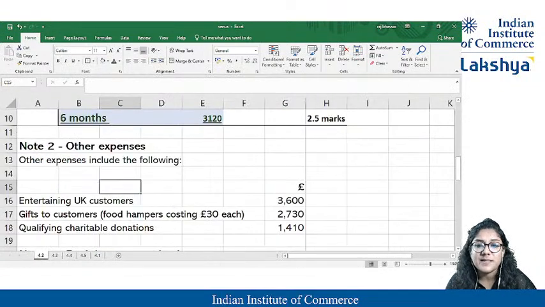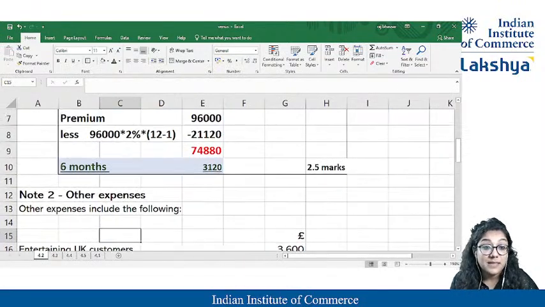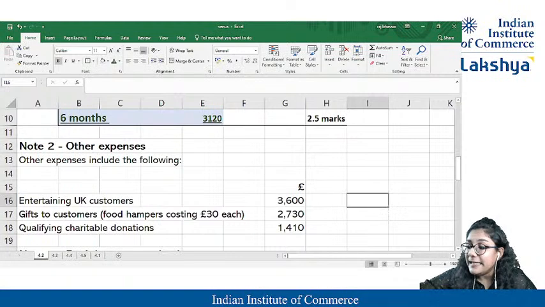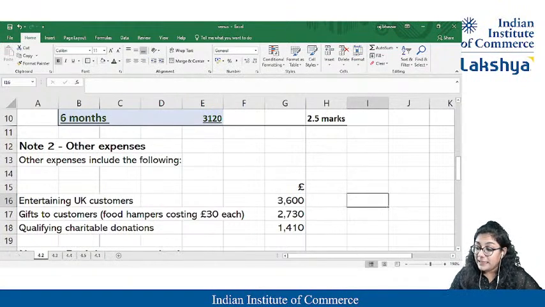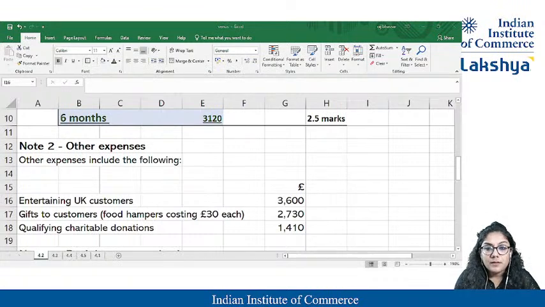For other expenses, guys, you all have to tell me whether it is allowed or disallowed. Again, the same criteria is going to go on. Students, you know one concept of entertaining UK customers. Is entertaining UK customers allowed? Not allowed. You remember, if you are entertaining, please don't book it as an expenditure. So please don't allow it.